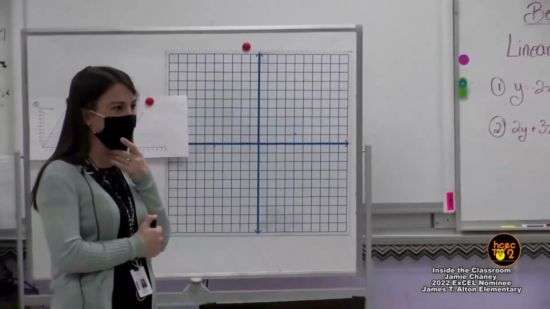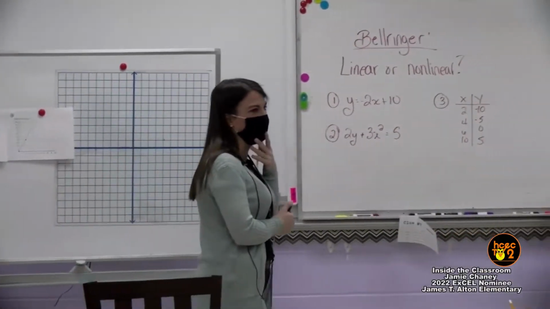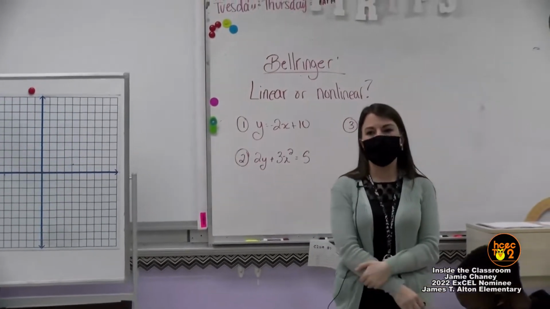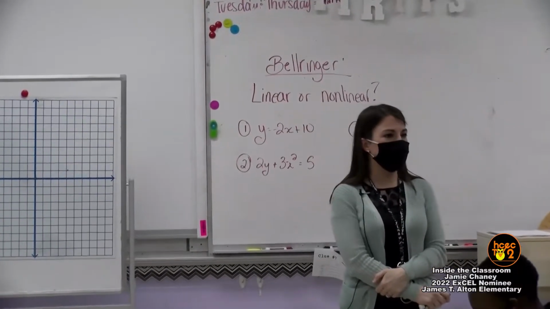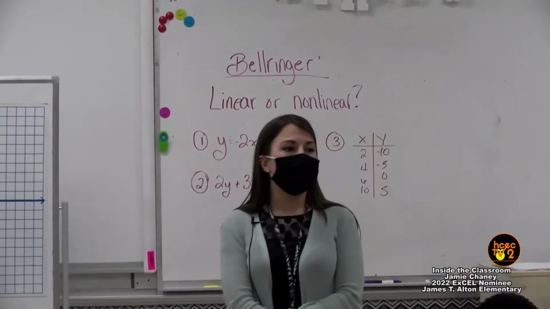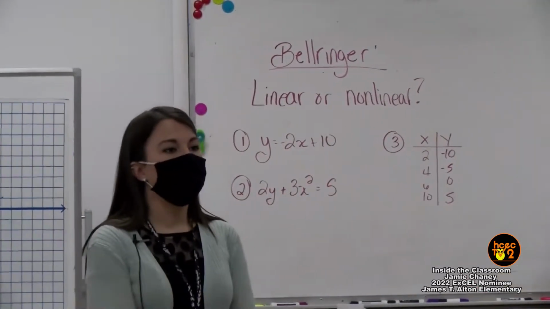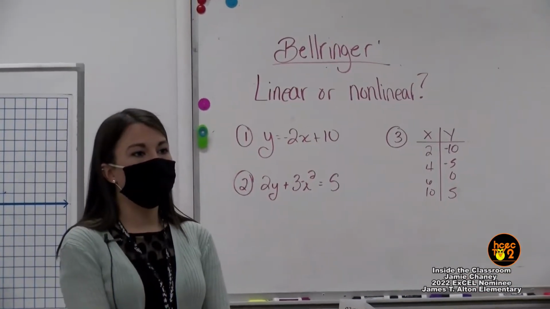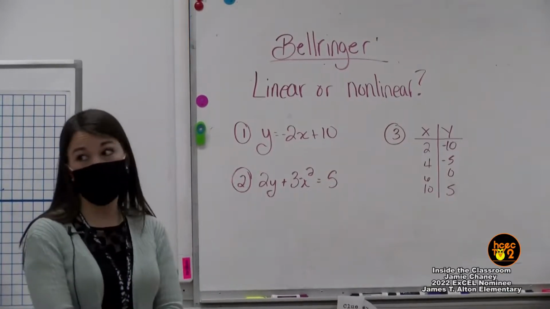What do we know about a linear graph? I want someone to tell me. What do we know if something's linear? What does that mean? Nick? If it is making a pattern or sticks to a pattern, and if it's a line, then it's a straight line. Perfect. So a couple things she gave me there.